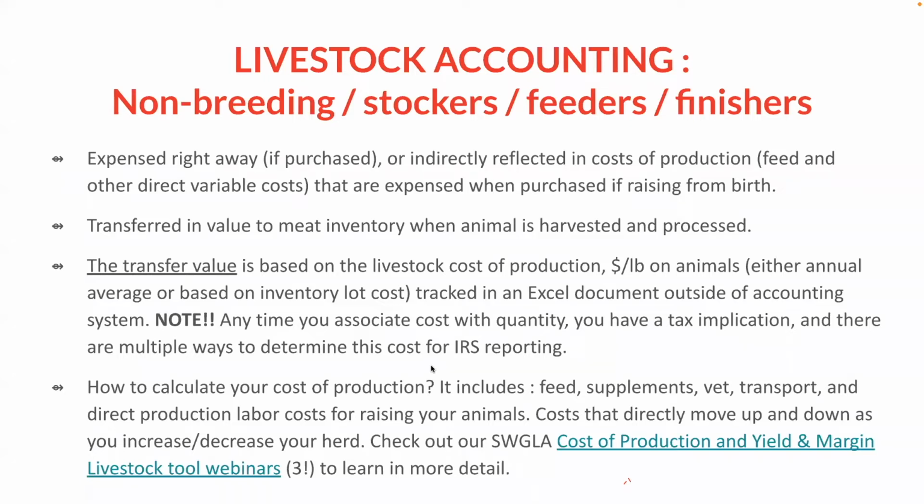And so do we. So from a management perspective, we're transferring that cost of production from all of its bulk expenses into an average cost per pound for the species for a relative period of time. So just a reminder on what goes into cost of production: feed, supplements, vet, transport and hauling to and from harvest, and any direct production labor costs for raising of your animals.